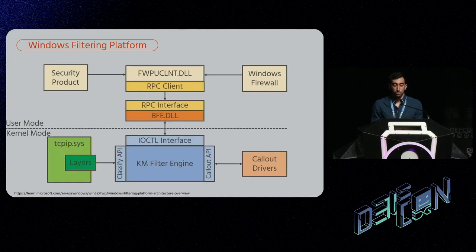This is how it all comes together. The Windows firewall and other security products use an RPC client implemented by a DLL. It invokes methods in the BFE service, which then sends device IO requests to the filter engine in the kernel. Also, the various layers in the TCP/IP driver use the filter engine to classify network data, which will then go through the relevant filters and callout drivers.